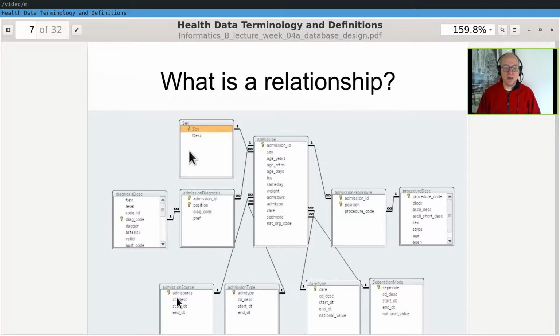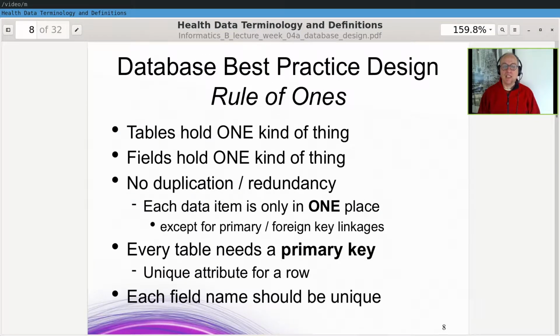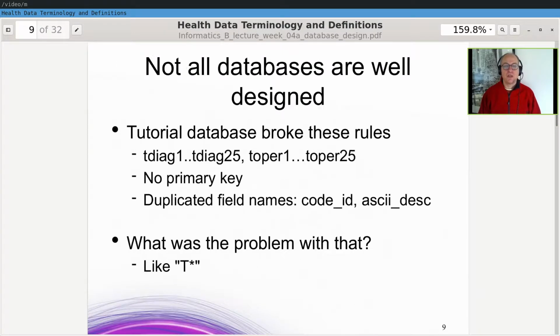So here we've got, actually, there is a problem down here in this database. These fields here both have a CD underscore desc, and they probably should say admission source desc, admission type desc, care type desc, and separation mode desc. Meh. Not every table is well designed. So yeah, each field name should be unique and define the thing that it's supposed to define. So not all databases are well designed.